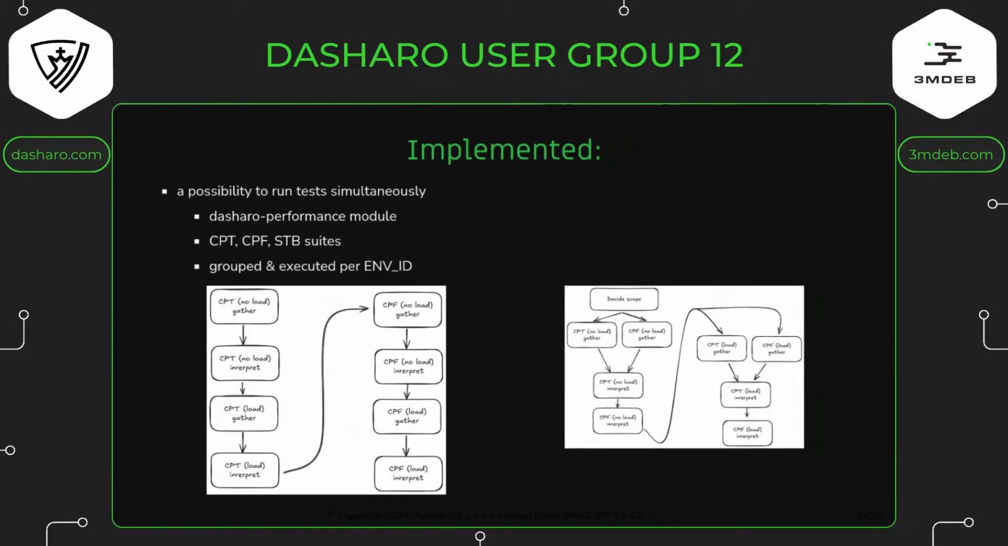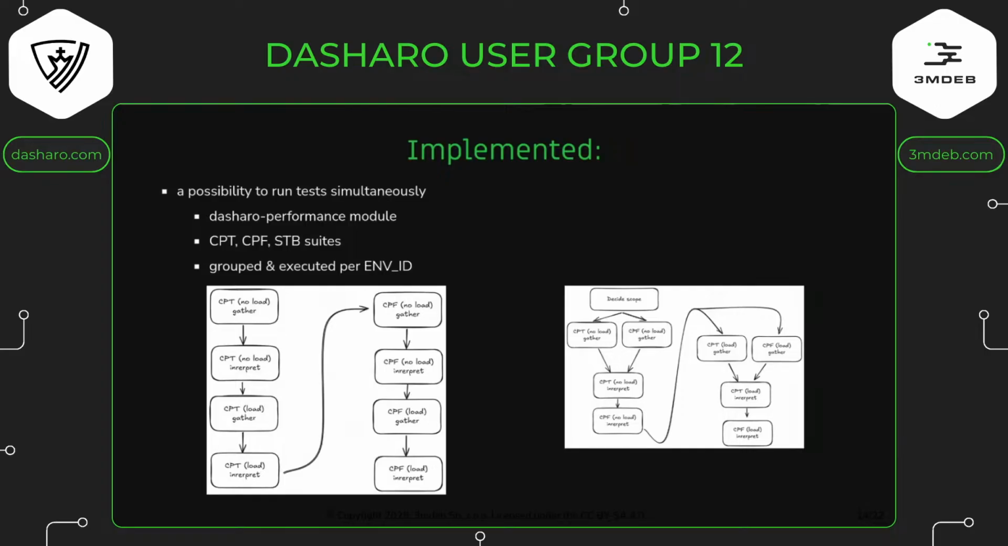On the left side, you can see serial execution of the performance tests, and CPT, CPF, and STB are the names of the test suites. CPT is CPU temperature, CPF is CPU frequency, and STB is platform stability. And in some cases, the STB suite was like nightly. It was more than 10 hours. It can be shorter, but usually it was something that we left on a night to execute.